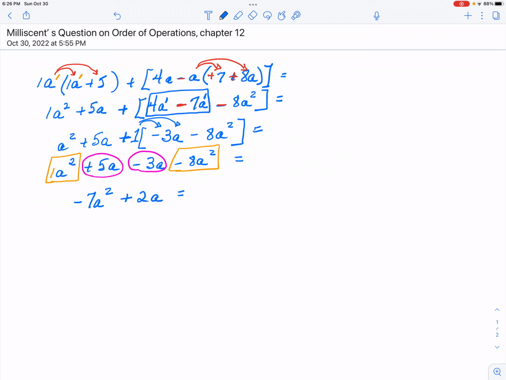And you're going to, I don't know why I put that equals mark there, you're going to stop right here because these terms are now not alike. One is a second degree, one is a first degree. They cannot be combined. So we will stop right there, and I hope that helps, Millicent.